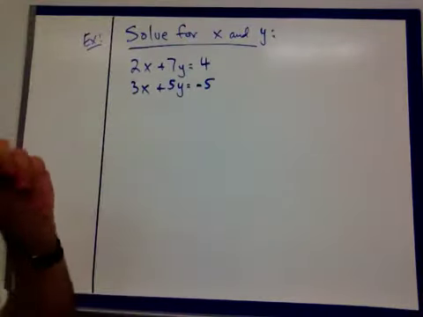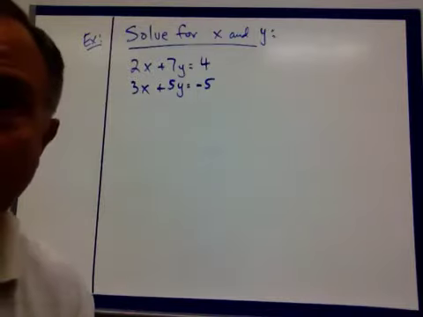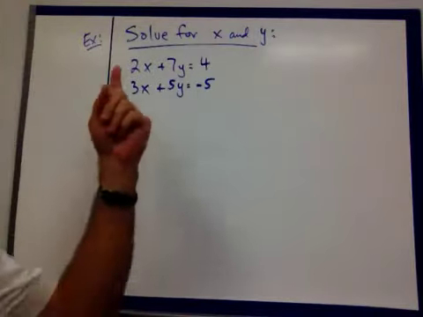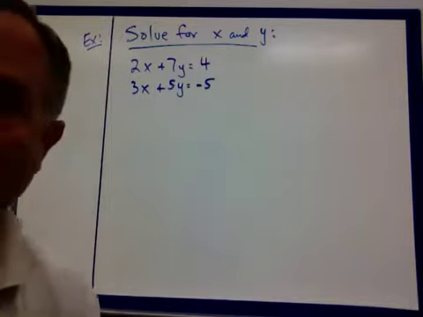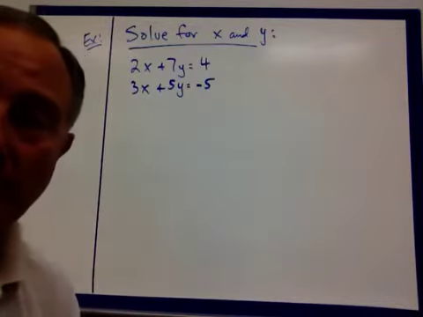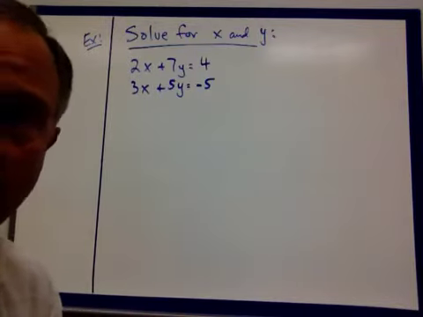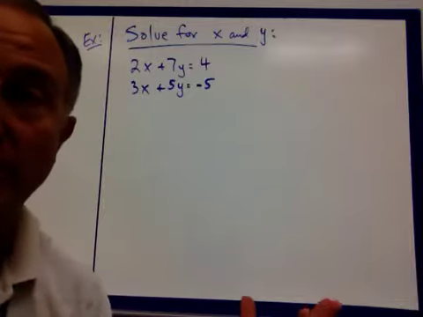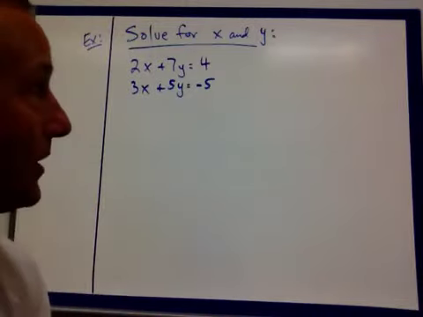2x plus 7y equals 4, and 3x plus 5y equals negative 5. When I look down the columns, neither of them cancel out. I don't get a 0x or a 0y. And I'm not going to use substitution here because I don't have an x equal or a y equal.